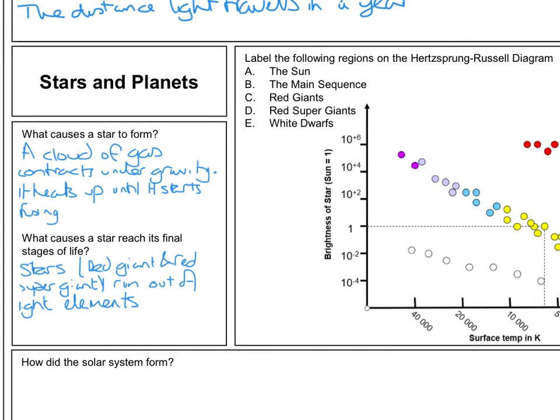What causes a star to form? It's a cloud of gas that contracts under gravity. It heats up, and then the hydrogen starts fusing. What causes the star to reach its final stage of life? The red giants and the red supergiants run out of light elements to fuse.